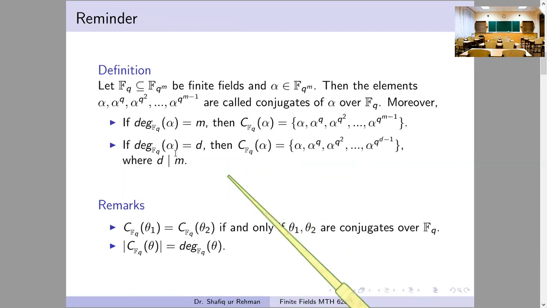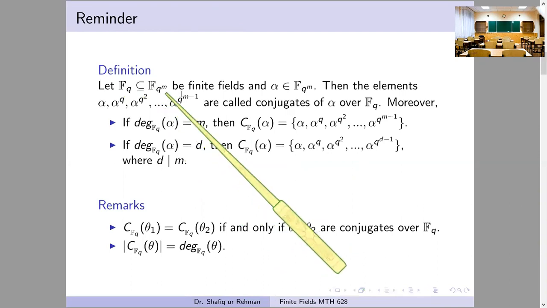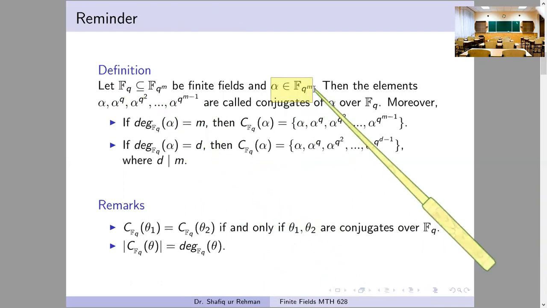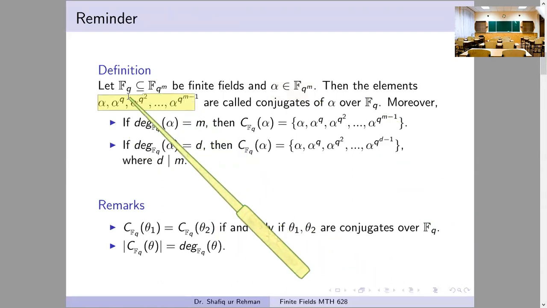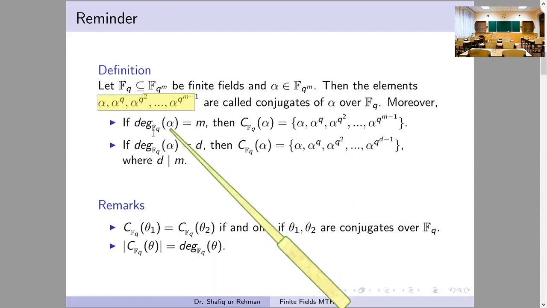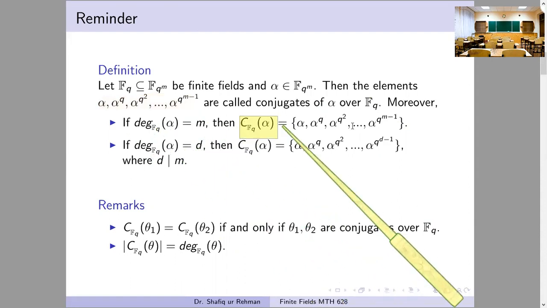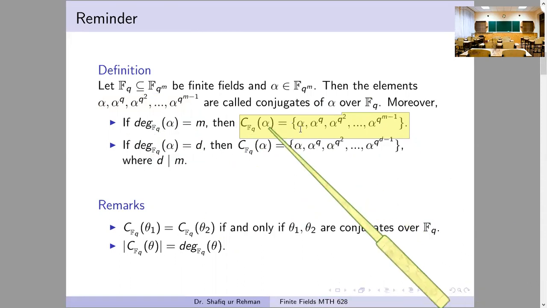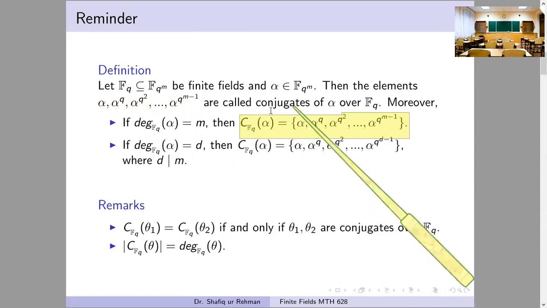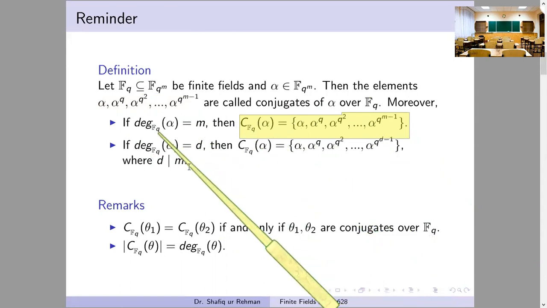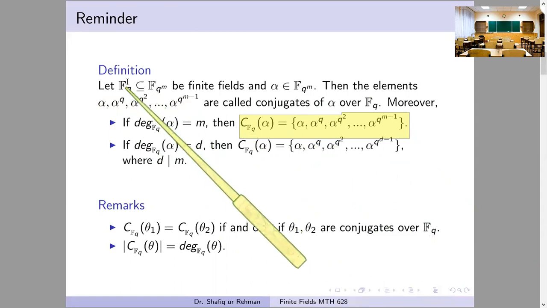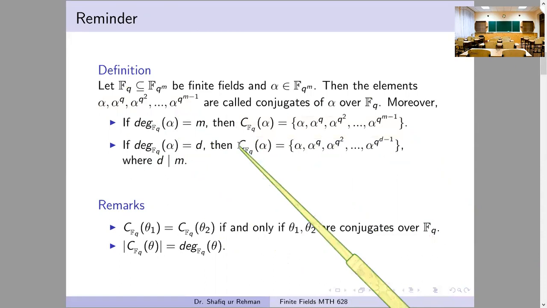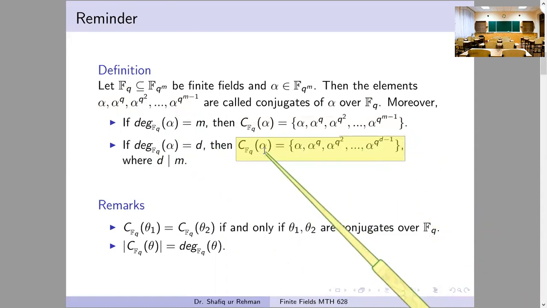So first of all, we recall that if we have this field extension, Fq is contained in Fq^m, and let's say alpha is any element in Fq^m, then these elements will be the conjugates of alpha over the field Fq. And if the degree of alpha over Fq equals m, then the cardinality of this set, which consists of all the conjugates of alpha, will be equal to m. That is the degree of alpha over Fq. And in general, the degree of alpha over Fq will always divide this number m, that is the degree of this field extension, and the cardinality of this set will be equal to the degree of alpha.